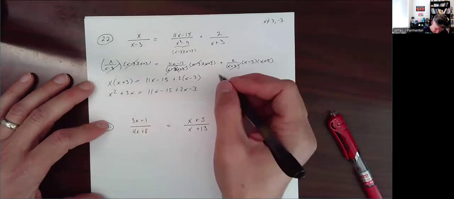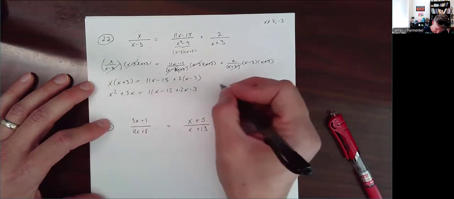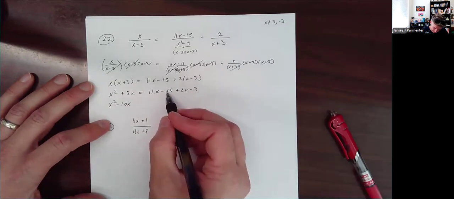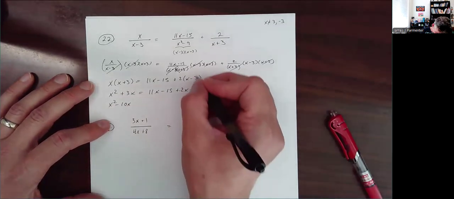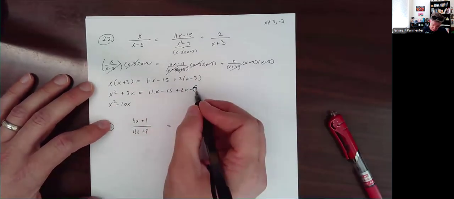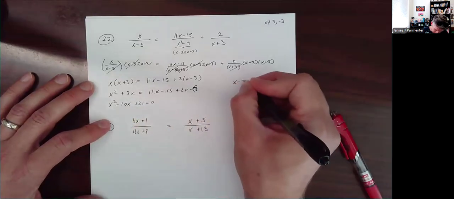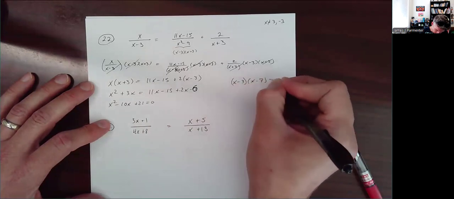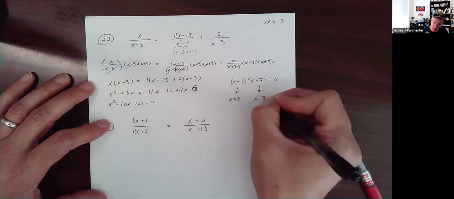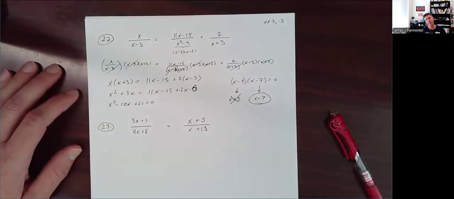Bringing everything to the left-hand side, we have 11x plus 2x here, which is 13x. Subtracting 13x from 3x, you get minus 10x. Sorry, I didn't leave myself very much room here. And then finally, minus 15 minus, oh, that's a minus 6. Sorry about that. Ooh, be careful there. See, good to check your work. Minus 15 minus 6 is minus 21, so plus 21 equal to 0. And then that's going to factor as x minus 3 times x minus 7 equal to 0. So our solutions are x equal to 3 and x equal to 7. But wait, x equal to 3 is not a valid solution. So our only solution is x equal to 7.